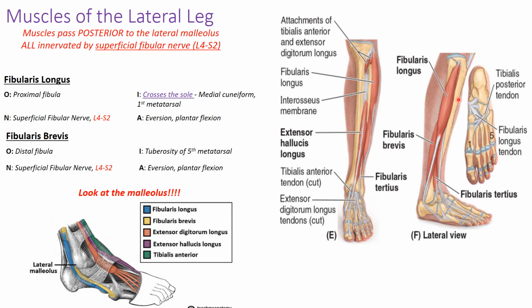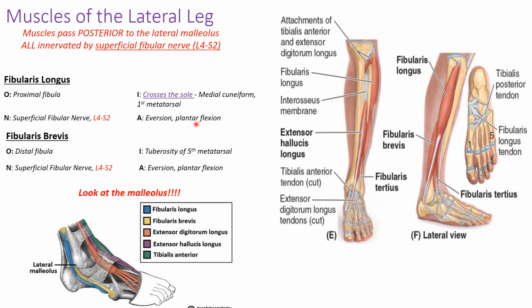Fibularis longus tendon crossing the sole, so that way it can insert into the medial cuneiform and first metatarsal. Why is that important? Because if it crosses the sole, imagine contraction of this muscle. It contracts, and it's going to bring the medial part of the sole laterally, and that's going to cause it to evert the foot, with an E, eversion of the foot. So really important that we know that it crosses the sole, inserting onto the medial cuneiform and first metatarsal.